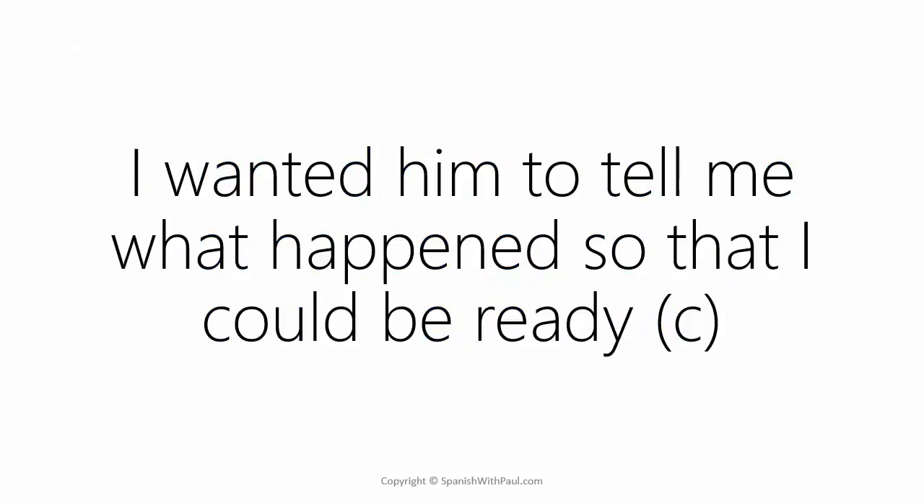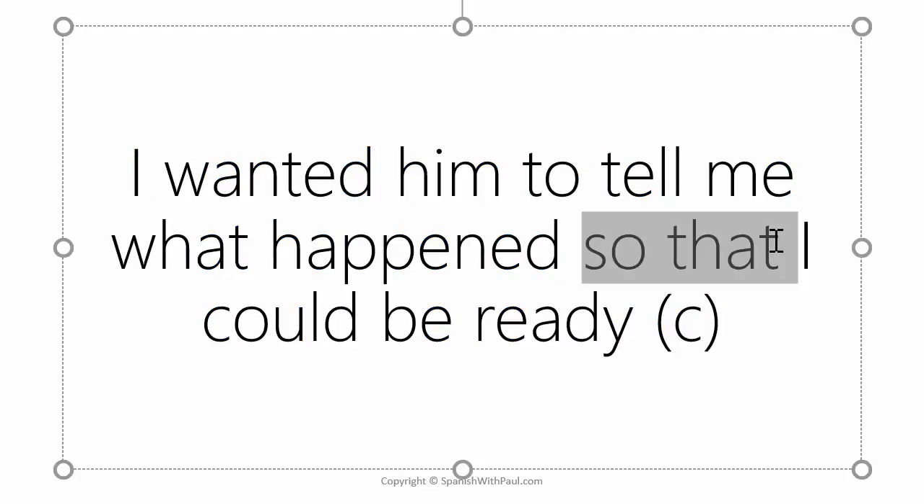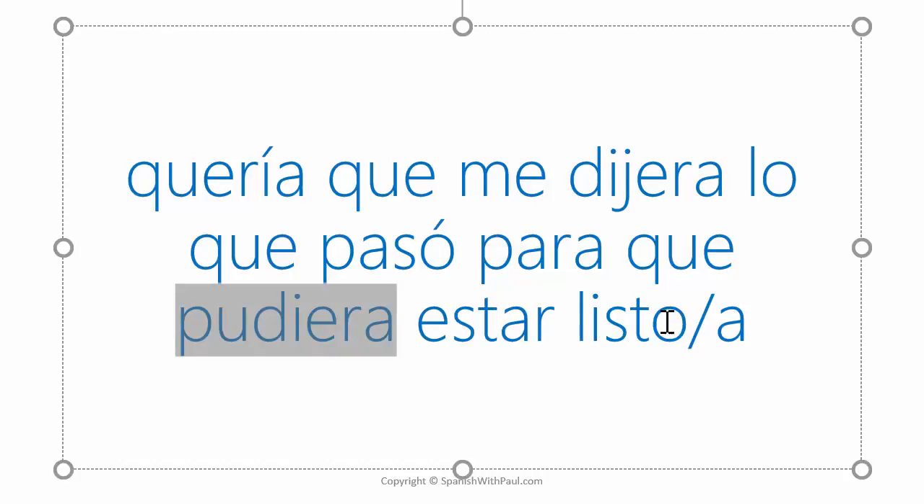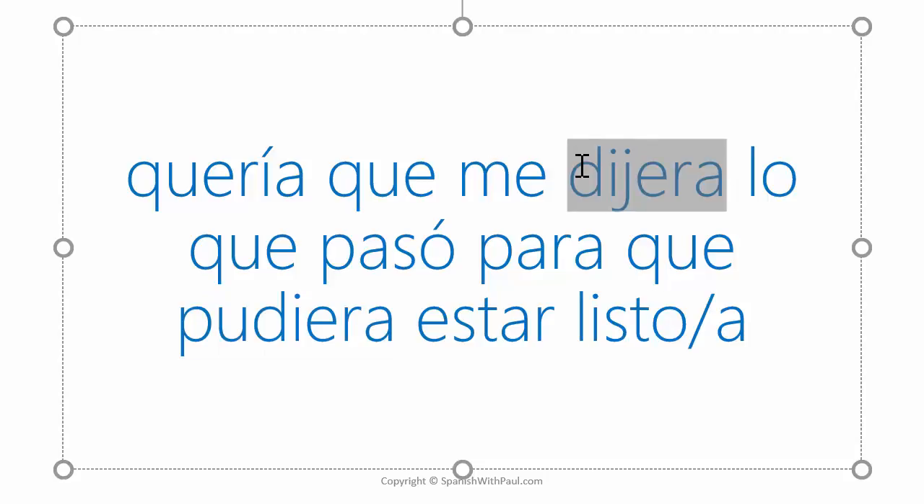But then we have what happened so that I could be ready. Here we have a second trigger for the subjunctive. So we had to use the subjunctive twice in this sentence. This is why it went into para que pudiera estar listo o lista. This is why I told you to be careful, because we had two triggers for the subjunctive, indeed the past subjunctive, in one sentence.